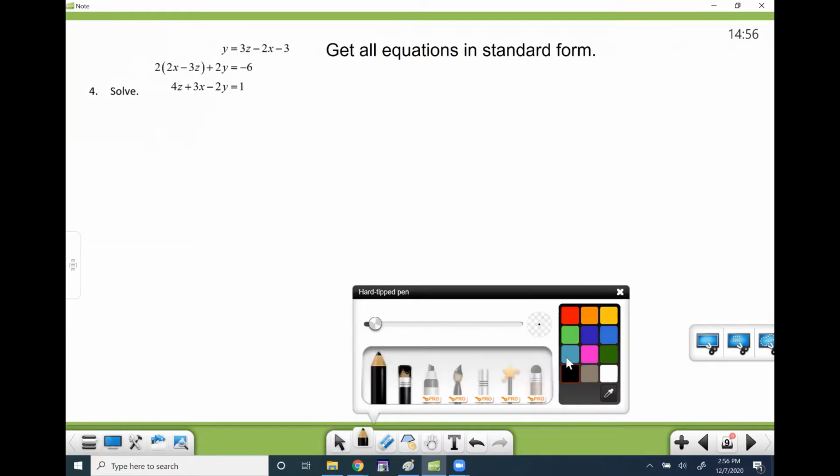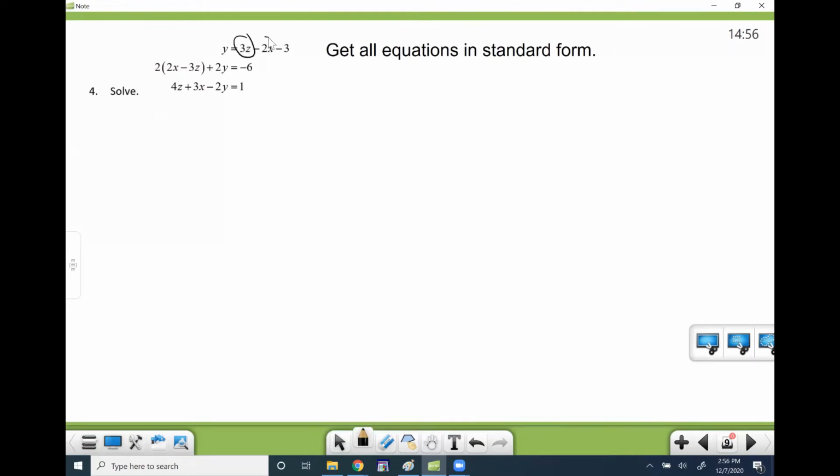All right, so for the first one to get into standard form, all we have to do is take this and shoot them over to the other side. So that'll be easy. So it's going to be 2x plus y minus 3z equals -3. Okay, so we just change signs because we crossed the equal sign, and then put it in alphabetical order. So that one's done.